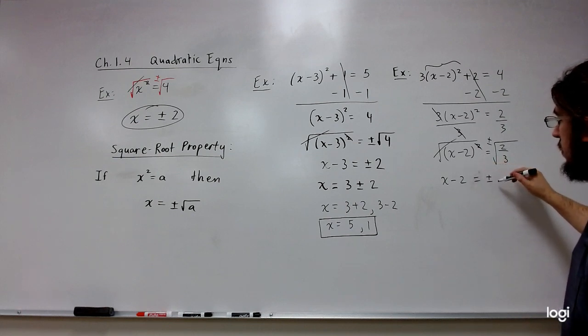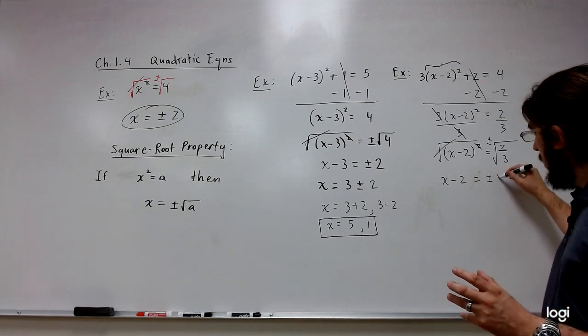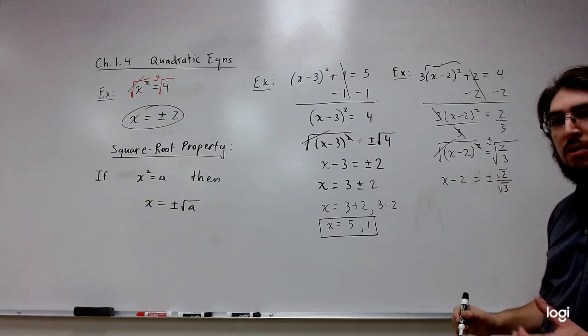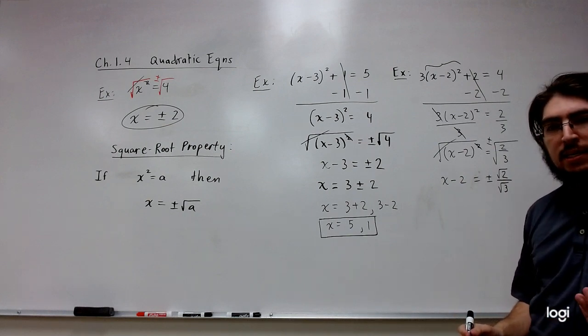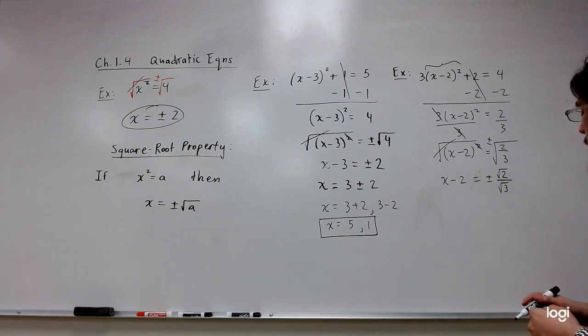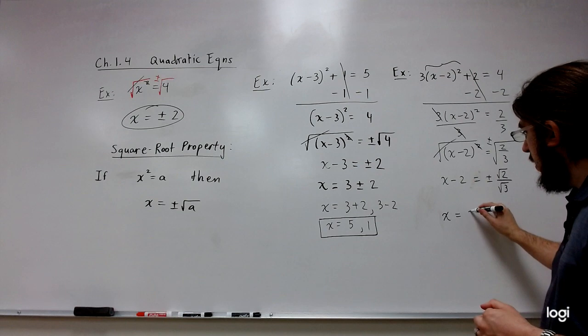Here's what I'm going to do. I'm going to write the square root of 2 over 3 as the square root of 2 over the square root of 3. And this is something you can do with square roots. The square root of a fraction is the fraction of the square roots. You can split it up over fractions. Okay. The next thing I'm going to do, obviously, is add 2 to the other side.